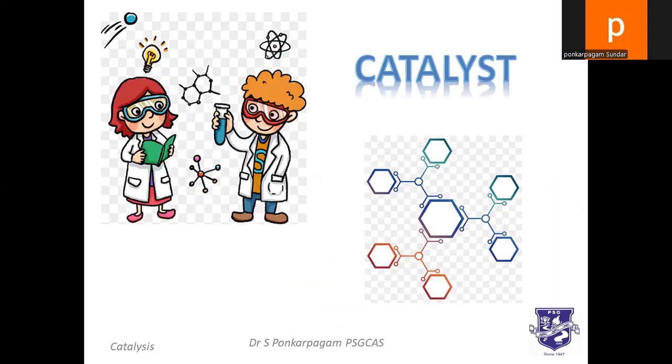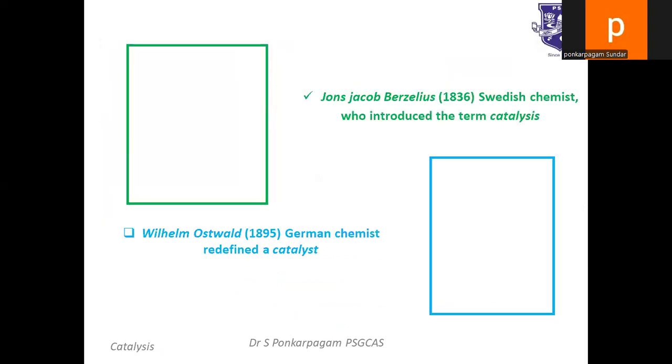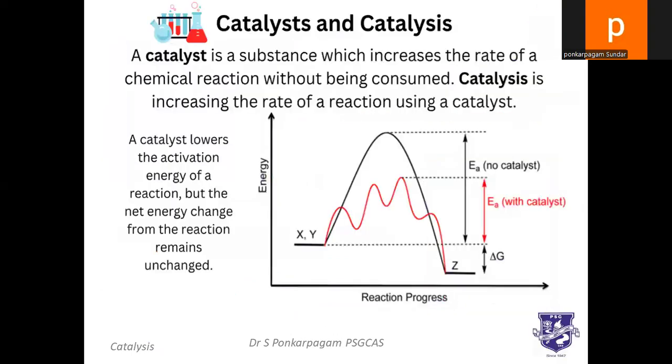This topic is mainly focused on the catalyst. That name comes from John Jacob Berzelius, the Swedish chemist, and Oswald, a German chemist. Now we know that catalysis is a process, and a catalyst is a substance which increases the rate of the chemical reaction without any alteration in the reaction. This phenomenon is called catalysis.